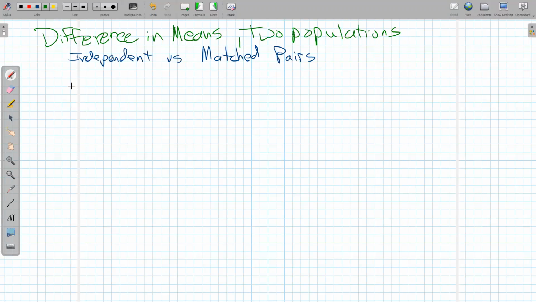With the independents, what we do is first we find the means, and then second we find the difference in means.